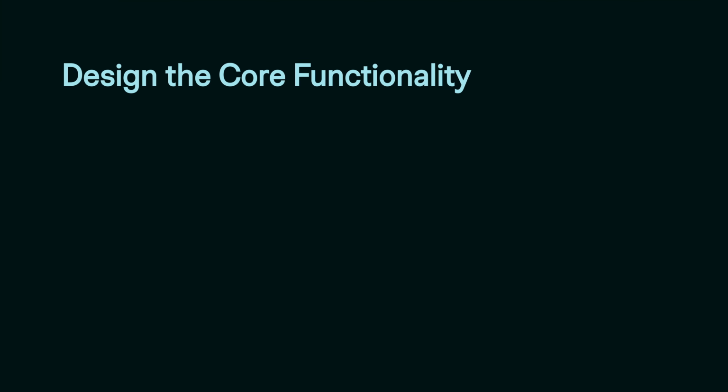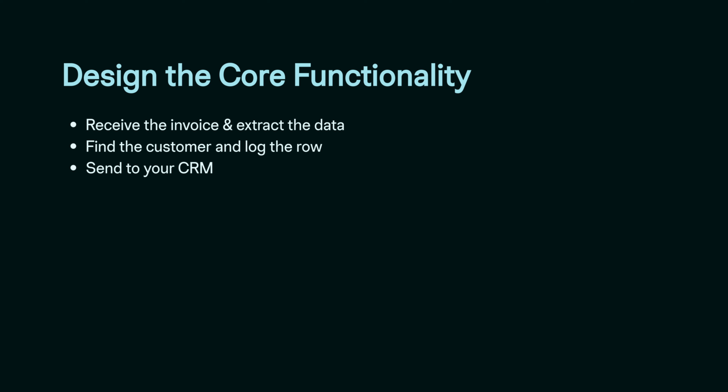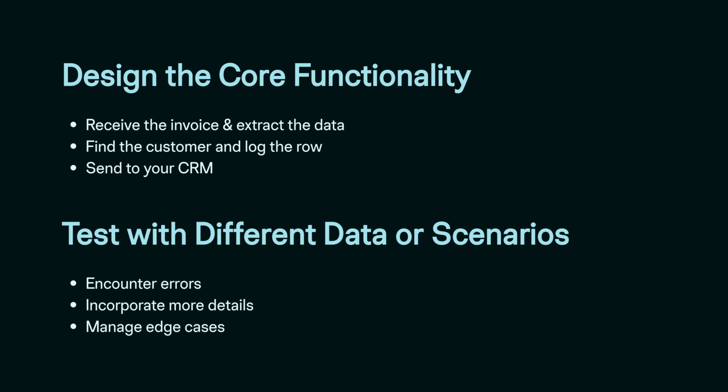As you're building, error handling can be seen kind of as a secondary stage or aspect to the way that you build your workflows, where you enhance the initial workflow that you designed. The first step of your build process is where you design the core functionality of your workflow. For example, receive the invoice, extract the data, find the customer, log the row, and send to your CRM. And then in the second stage, you test this with different data or scenarios. And as you do this, you encounter errors and gradually incorporate more details into the workflow to manage the edge cases that weren't considered in the initial design.